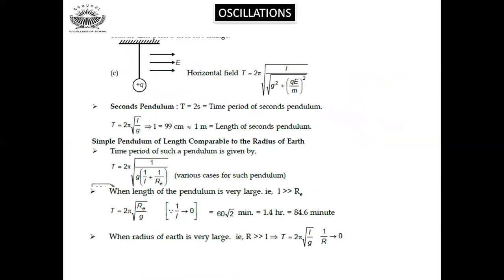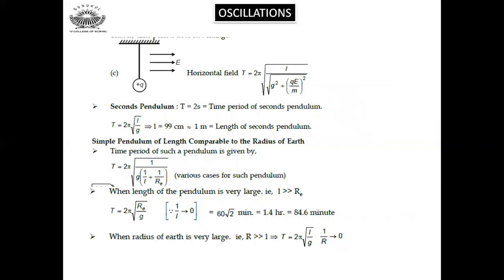Next, in a horizontal field, you will have a change in the time period, because the net acceleration due to gravity changes. Hence, T equals 2π root of L divided by root of (g squared plus (qE by m) whole squared). Now the simple pendulum whose time period is equal to 2 seconds, we call a seconds pendulum. In that case, T equals 2π root of L by g, and the length will be equal to 99 centimeters, nearly equal to 1 meter.